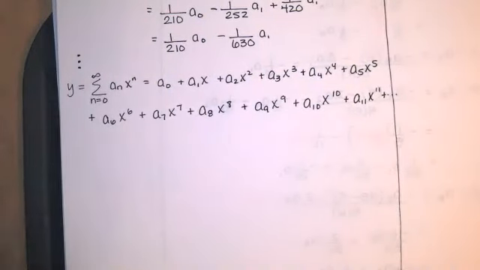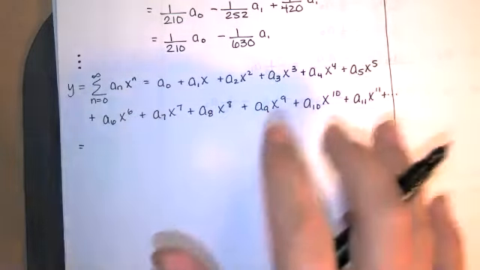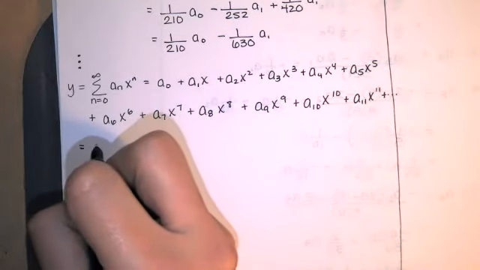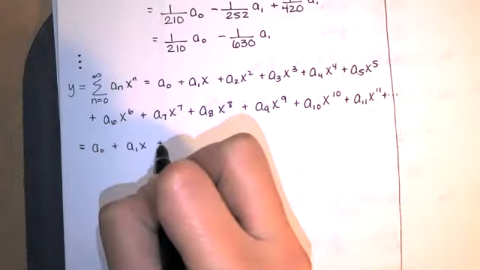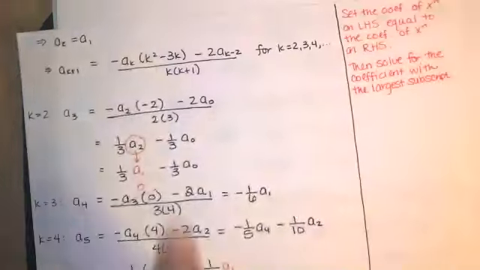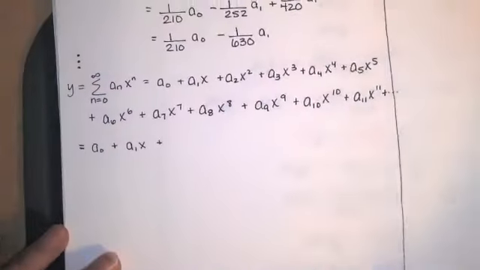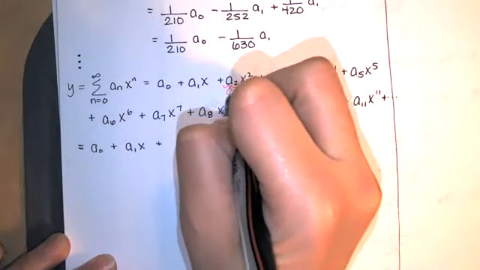Now we want to substitute in all the values for a sub 2, a sub 3, and a sub 4 that we found in terms of a sub 0 and a sub 1. So we're going to leave these first two terms alone. And then we'll substitute in whatever we had for a sub 2. Well, a sub 2 is equal to a sub 1. So I'm replacing this with a sub 1.